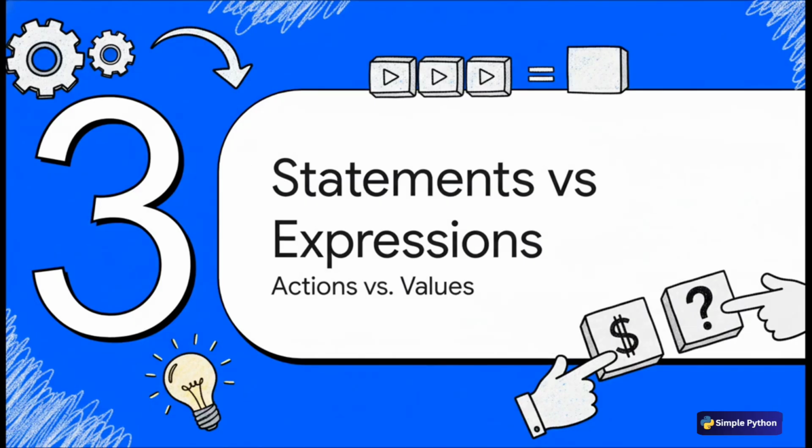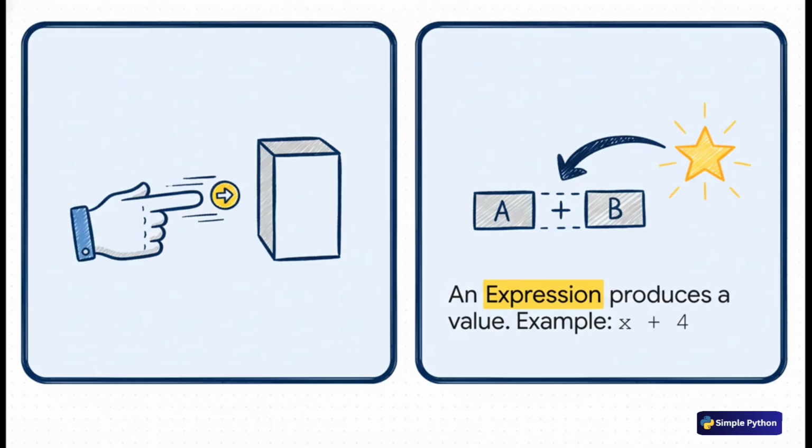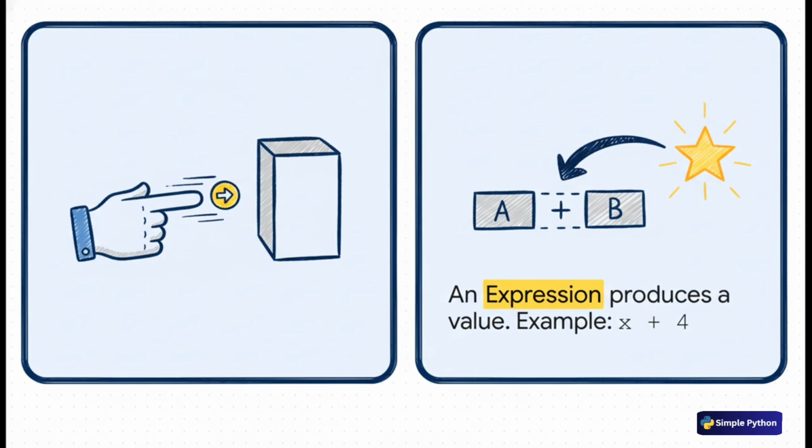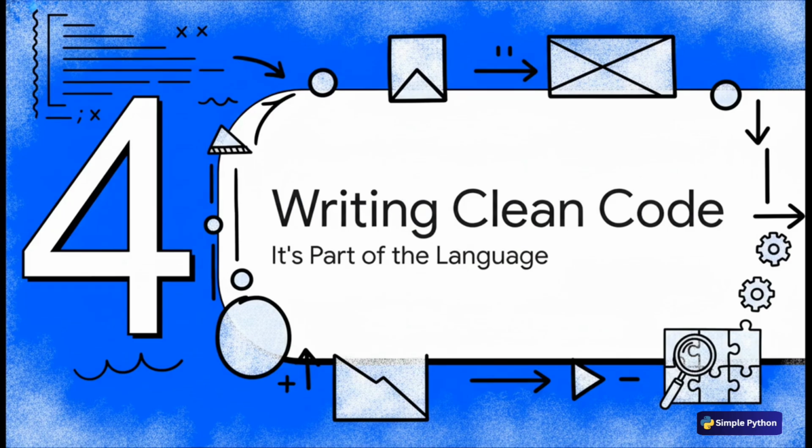All right, this next part is a little subtle, but it's a really important distinction to get. The code you write is basically made up of two types of things, statements and expressions. So here's the difference. A statement is like a complete sentence. It's an instruction that performs an action. x equals 10. That's a statement. It does something. An expression, on the other hand, is a piece of code that produces a value. x plus 5 is an expression. It doesn't do anything on its own. It just boils down to a single value. In this case, 15.